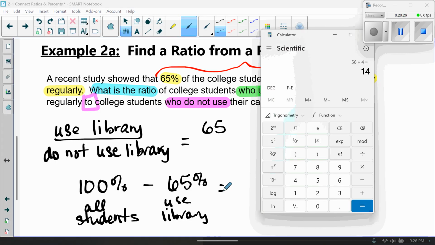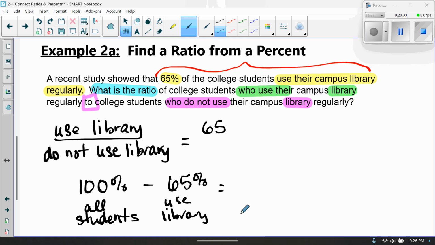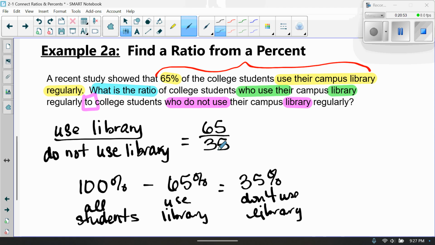Okay, if we do that subtraction, we've got 100 minus 65, that gives me 35. That tells me that 35% don't use the library regularly, okay? So that 35% is going to go in our denominator. So that's going to be right there, okay?